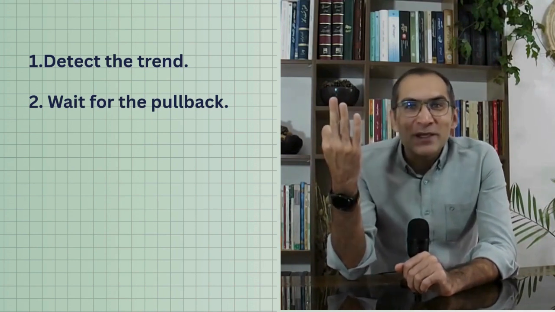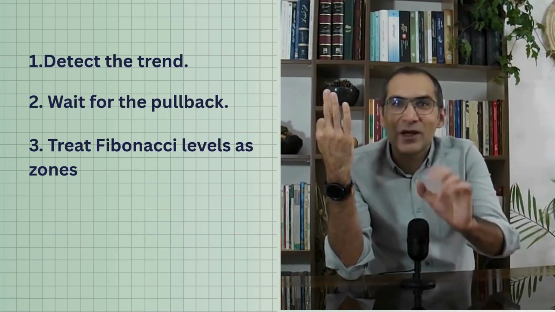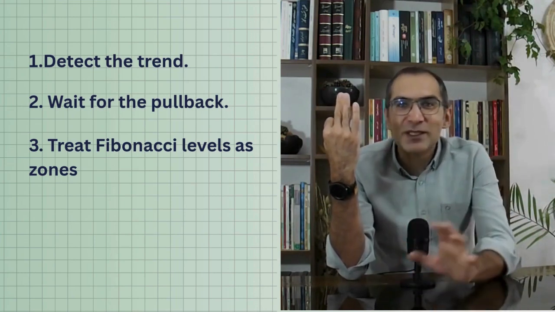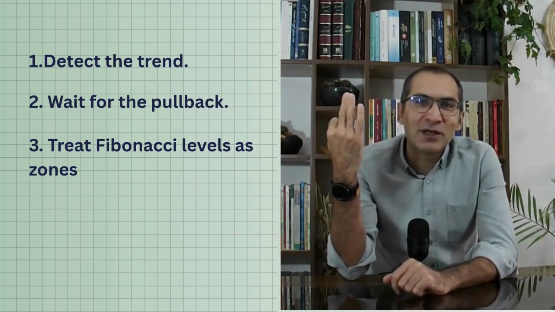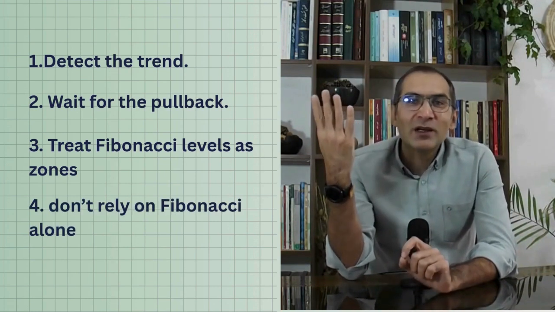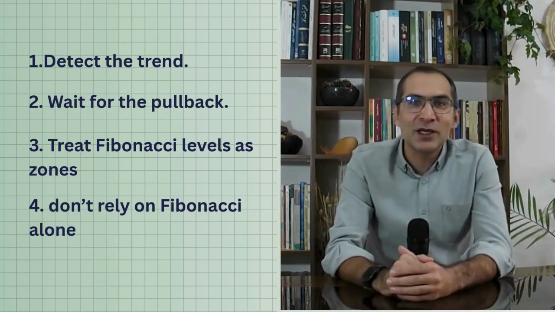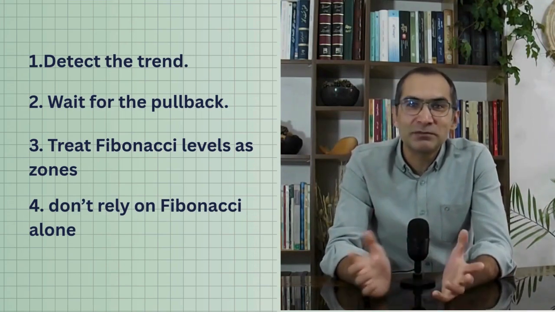Rule number 3, treat Fibonacci levels as zones, not exact lines. They are areas of interest, not guaranteed reversal points. And finally, don't rely on Fibonacci alone. Use it in combination with other tools like moving averages or trend lines.